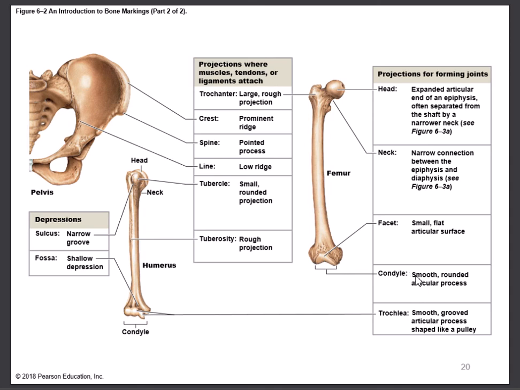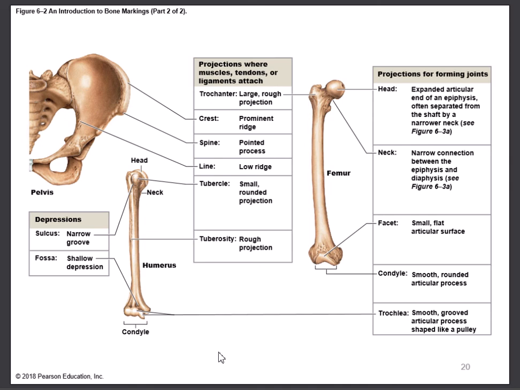Condyles are smooth, rounded articular processes. So you can see over here is the humeral condyles. You can see they're kind of curved, smooth, rounded portions. And then a trochlea is usually a smooth, grooved articular process that looks like a pulley. A trochlea in Latin actually means a pulley, and something's going to pivot around it. So over here, one of our forearm bones, the ulna, will pivot around the trochlea.